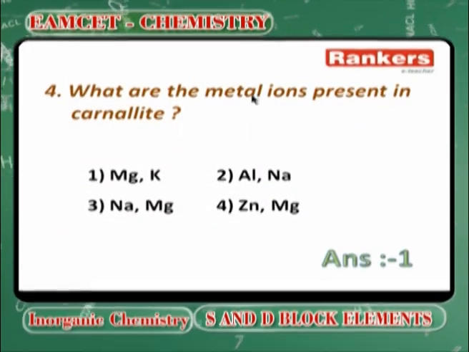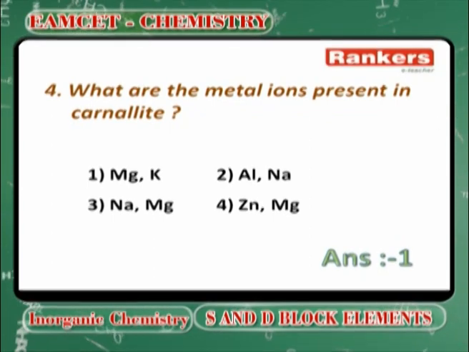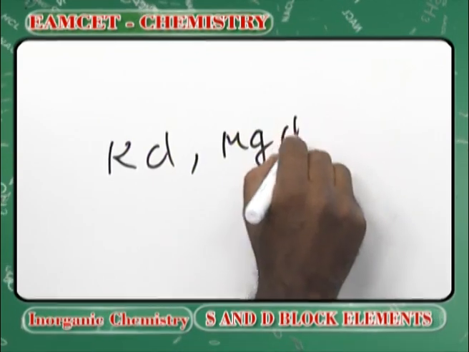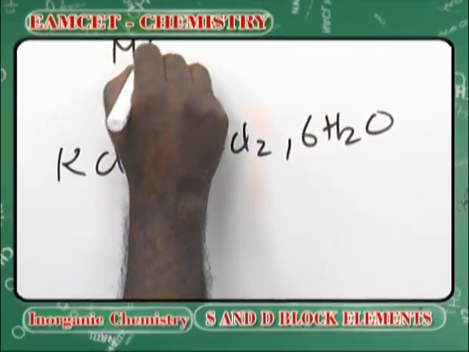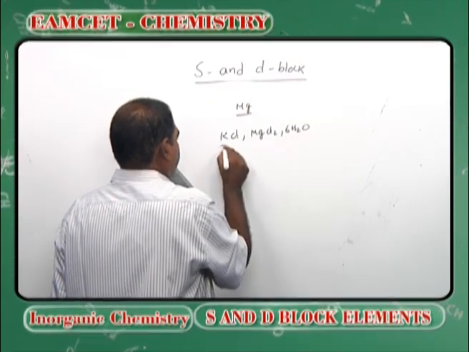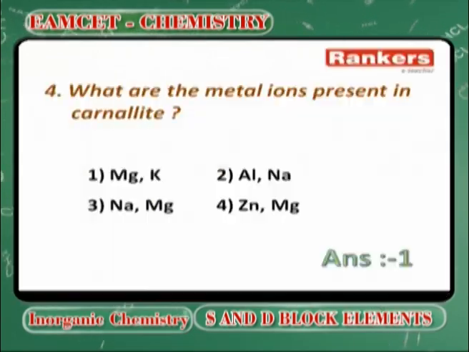What are the metal ions present in carnallite? Carnallite is KCl, MgCl2, 6H2O. This is an important ore of magnesium. So you have potassium, magnesium. So which is the answer? 1. Fifth question.